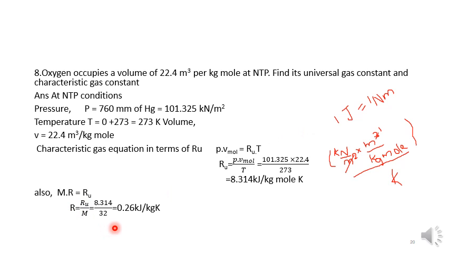So 8.314 by 32 is nothing but 0.26 kilojoule per kg Kelvin. So this is the universal gas constant value and the characteristic gas constant value. So Ru is equal to 8.314 kilojoule per kg mole Kelvin.